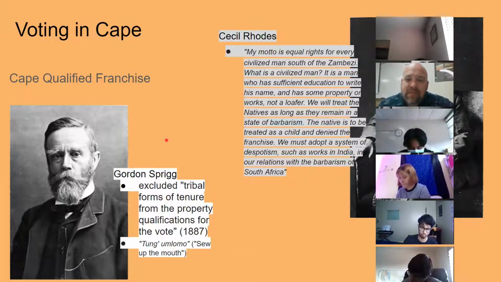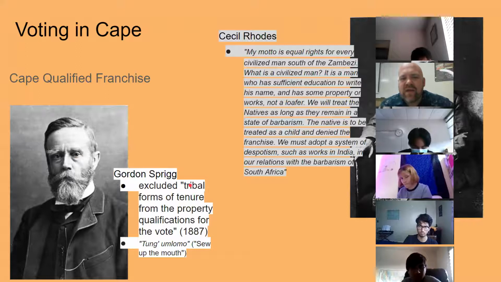At this point in time, most of the Xhosa people in Cape are living in reservations, kind of like U.S. Indian reservations. They kind of function like the American Indian reservations in the United States. And he says that basically any property you have in tribal land doesn't count. He's trying to take the vote away from all of the Black people in the tribal lands.